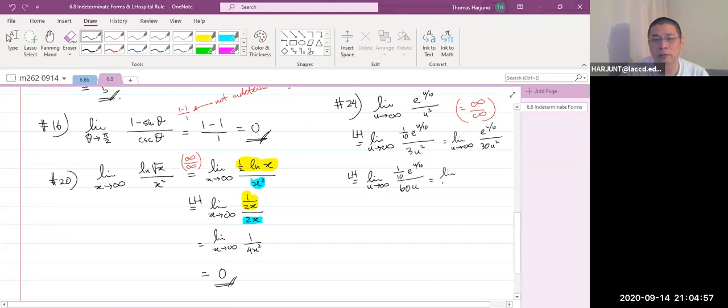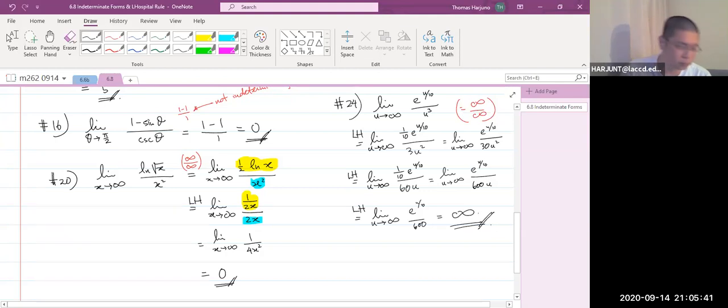Simplify. e to the u over 10 over 600u. And that's still infinity over infinity. I apply another L'Hopital rule, but make sure you check infinity over infinity there. Make sure you check that, because in case you have a number over infinity, then you cannot do L'Hopital rule anymore. And this will be e to the u over 10 over 600. This will be infinity. Okay, that's for number 24.